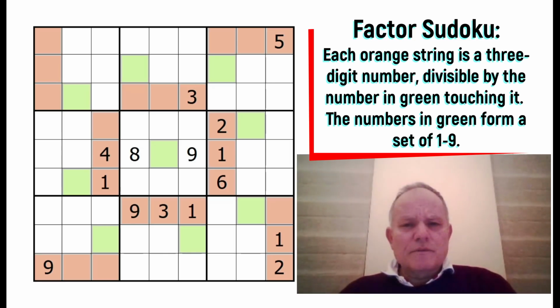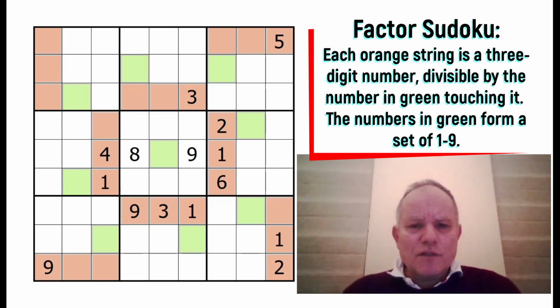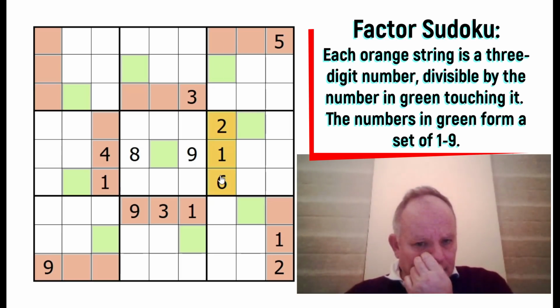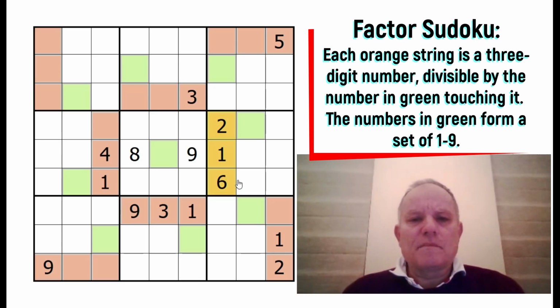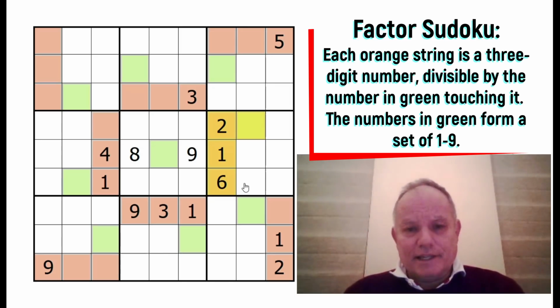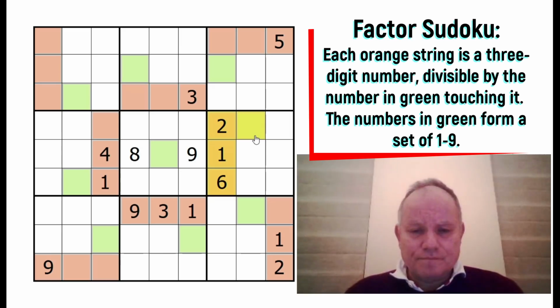the orange numbers represent, as you can see, they're all in 3-digit strings. They represent a 3-digit number. So here we have 216. And everywhere there's an orange number, there's a green number next to it, and that has to be a factor exactly divisible by the orange number. So this cell here has to be divisible by 216. So it could be 1, 2, 3, 4, 6, 8, or 9. Not very restricted, that one.